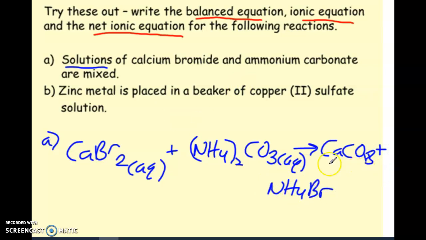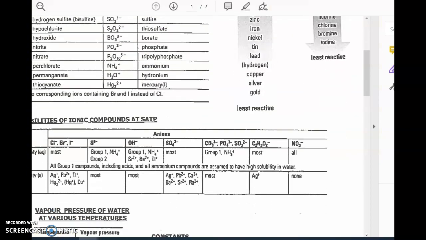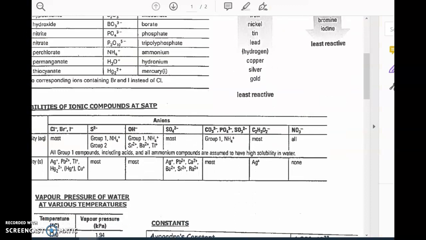So of course, when we balance this, there should be a 2 in front of our ammonium bromide. And if we take a look at the data table, you should have calcium carbonate as being a solid and our ammonium bromide as being an aqueous solution. Okay, so let's double check on the solubility table just to confirm that.